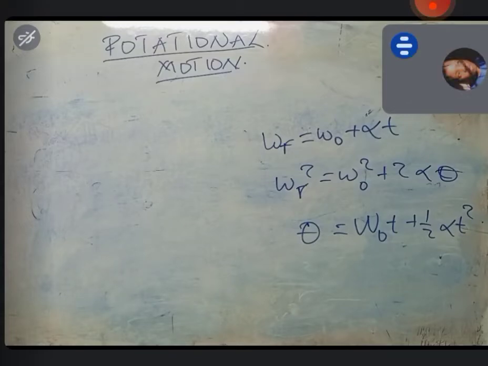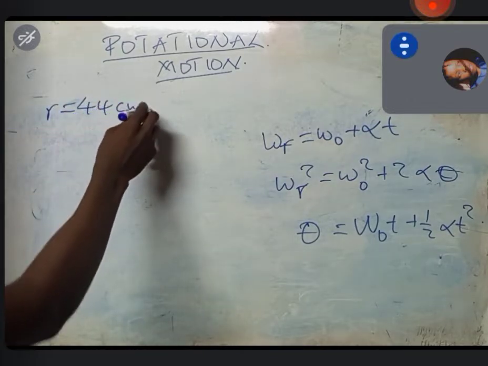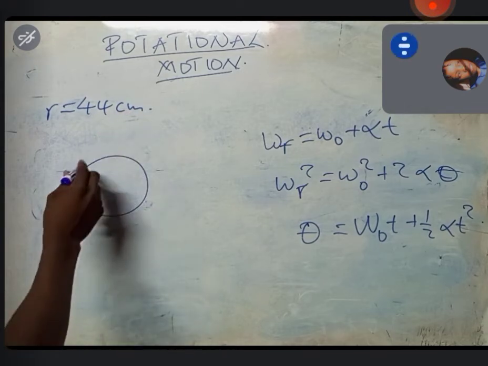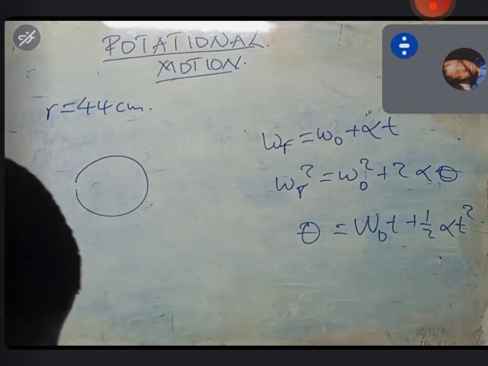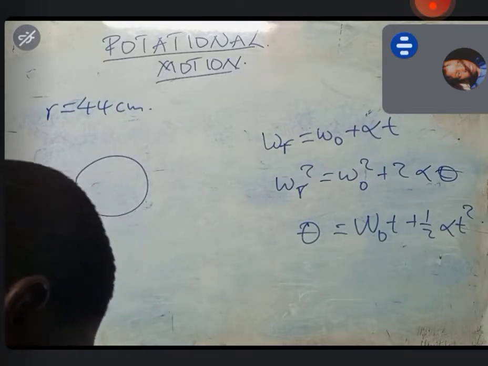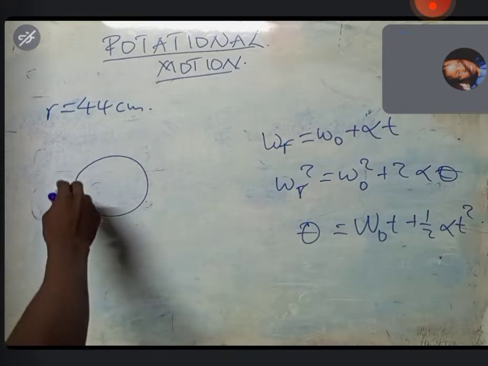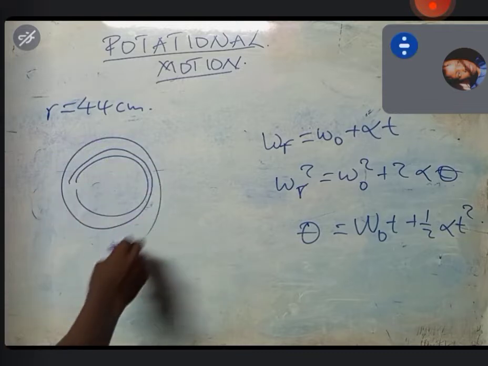A belt runs on a wheel of radius 44 centimeters. During the time the wheel takes to coast uniformly to rest from an initial speed of 1.6 rev per second, 29.5 meters of the belt length passes over the wheel. Find the deceleration of the wheel and the number of revolutions it turns while stopping.